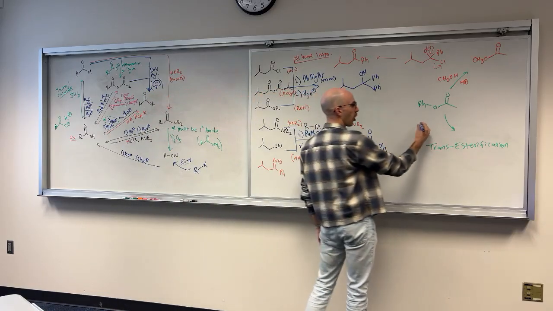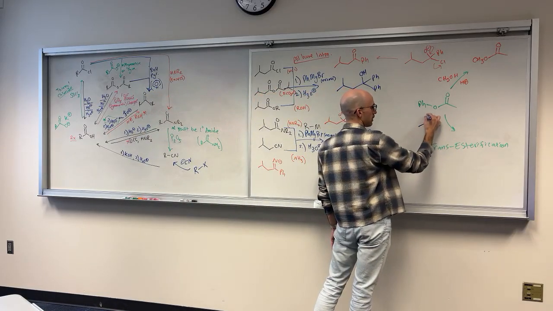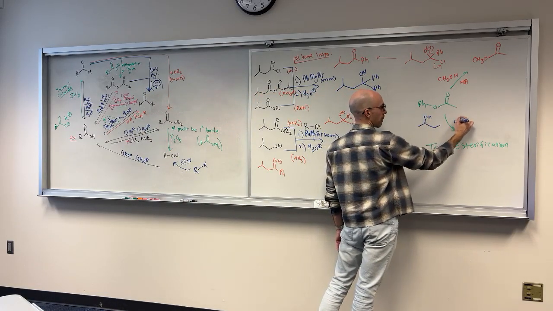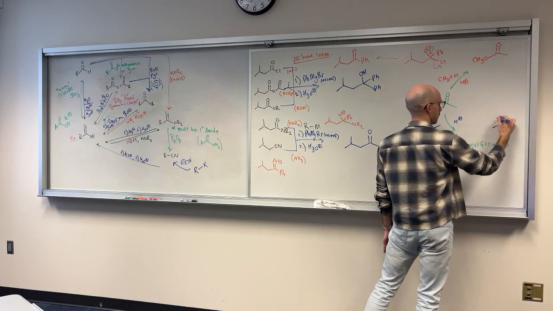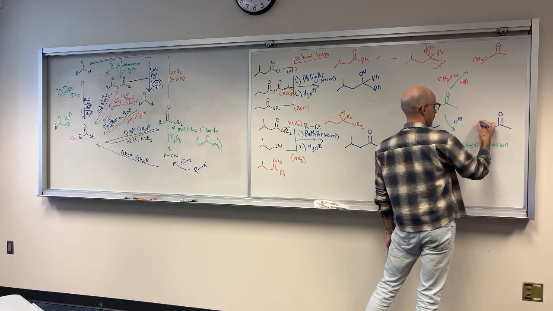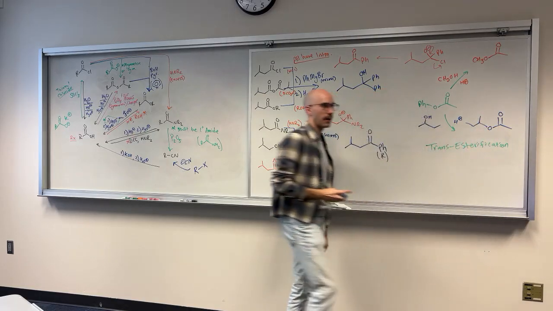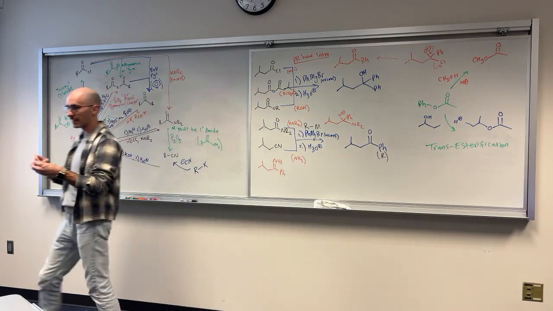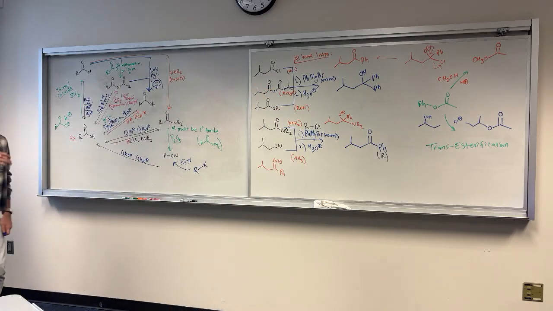Or we could take an alcohol like sec-butyl alcohol and we can make sec-butyl acetate. Phenyl acetate to methyl acetate, phenyl acetate to sec-butyl acetate. Taking an ester and converting it into a different ester.